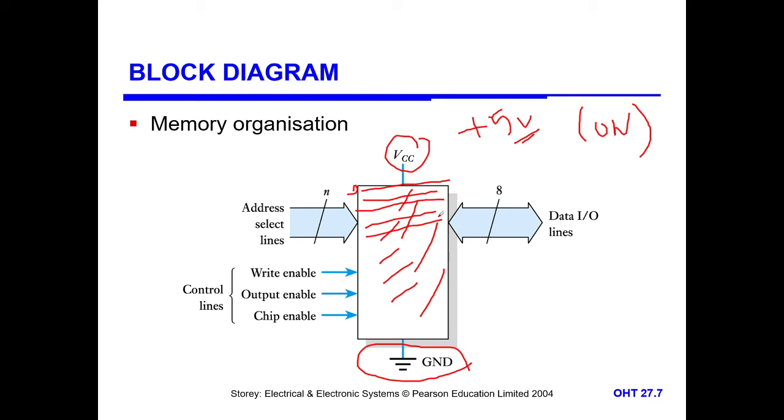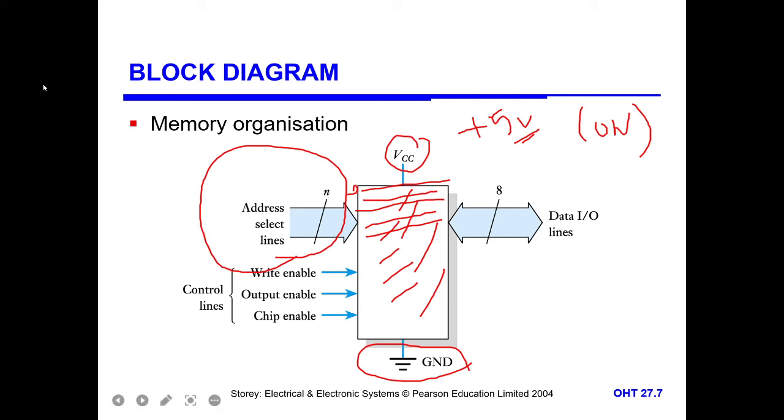So now we are having the address selection lines. As I said, this is having the memory locations. Each memory location will be having the physical address. Physical address will be with the row and the column addresses, and that row and column addresses will be defined by this address selection lines.